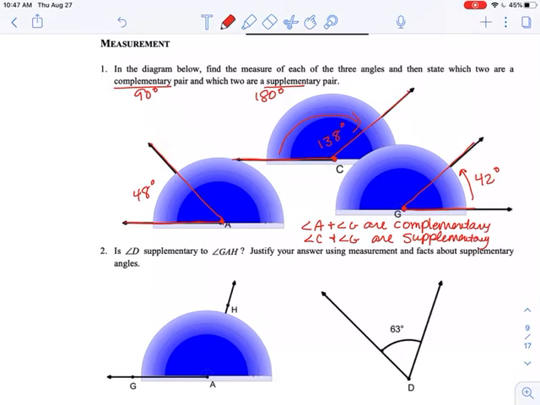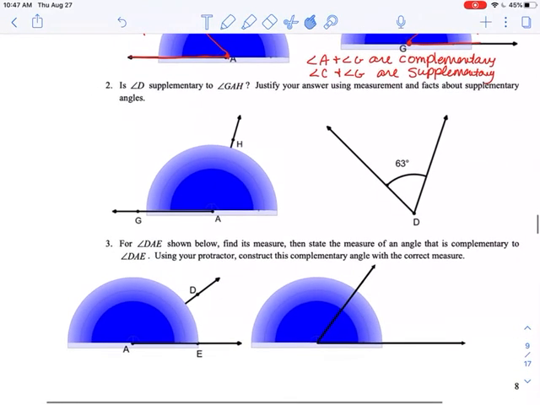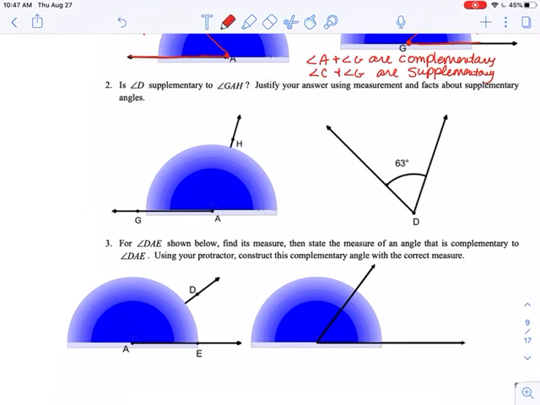Number 2, they're asking, is angle D supplementary to angle GAH? Well, you have to measure angle GAH. I already know that angle D is 63 degrees because that was measured for me. And now I'm going to measure angle GAH. So line that up with your protractor. I'm reading the numbers that are going this way, so this is 106 degrees.